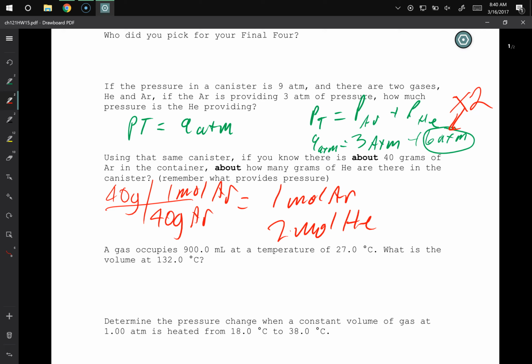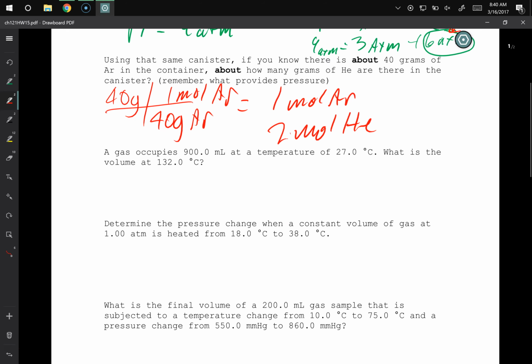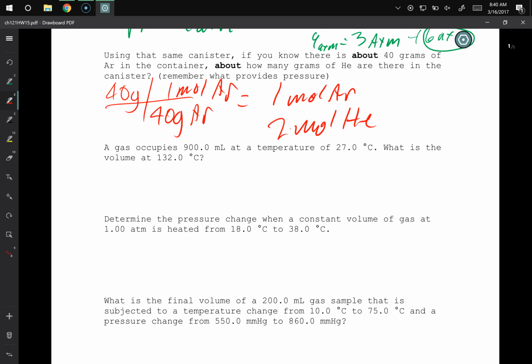Okay. What do we got for the next one? What do you want to do? Convert to Kelvin. As soon as you see temperatures, just add 273. 300 K, 405 K.